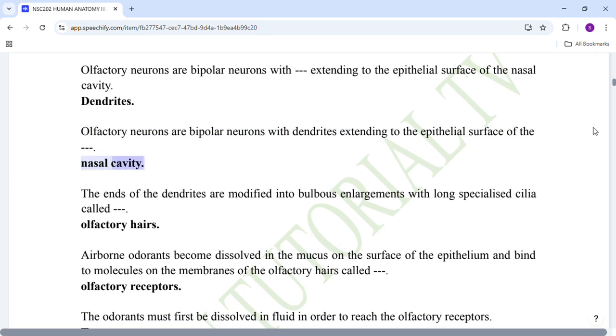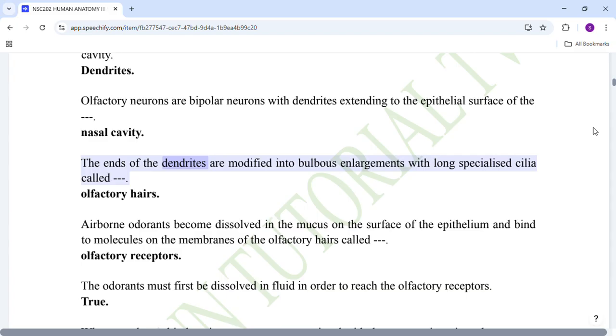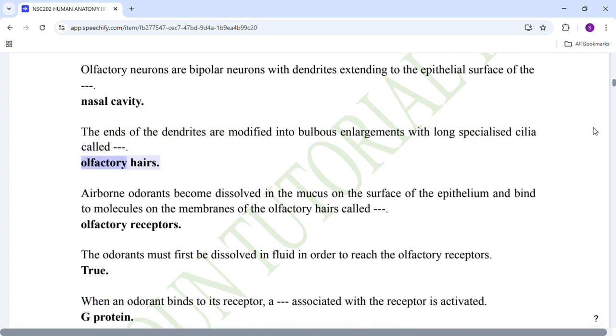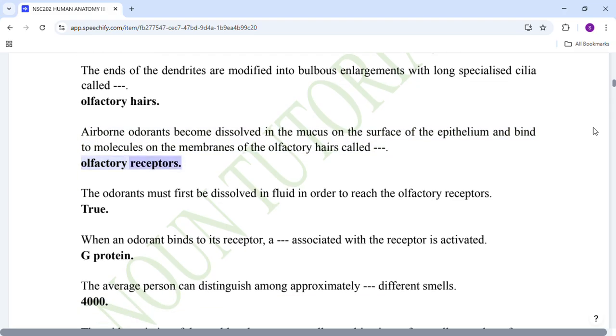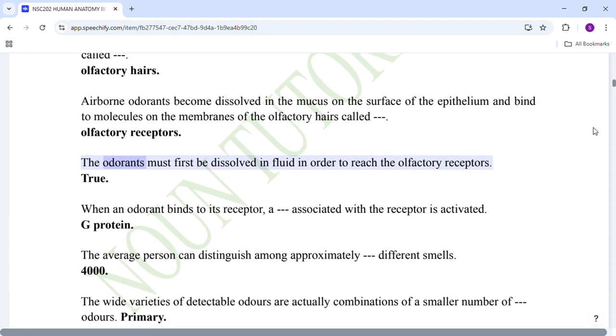The ends of the dendrites are modified into bulbous enlargements with long specialized cilia called olfactory hairs. Airborne odorants become dissolved in the mucus on the surface of the epithelium and bind to molecules on the membranes of the olfactory hairs called olfactory receptors. The odorants must first be dissolved in fluid in order to reach the olfactory receptors.